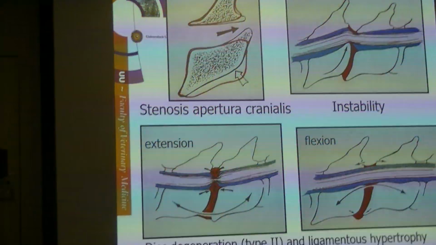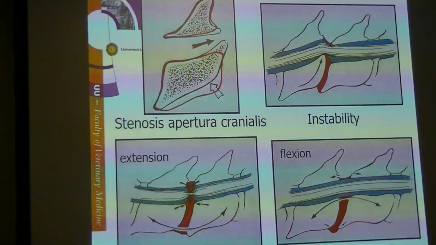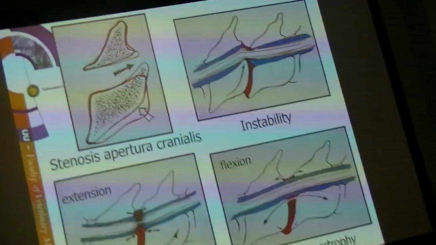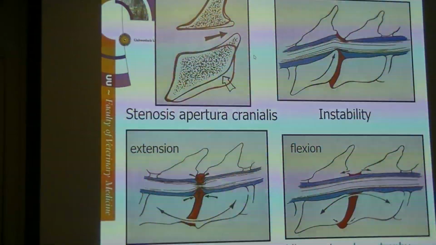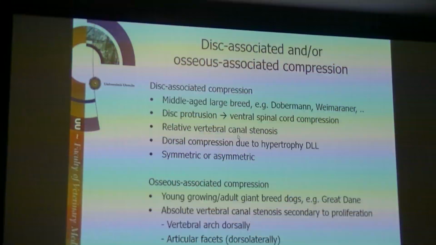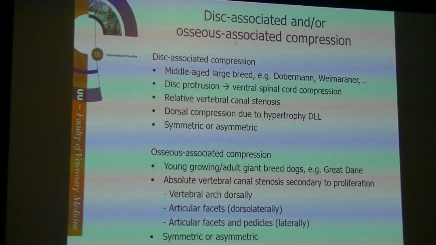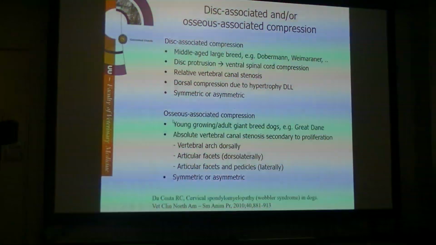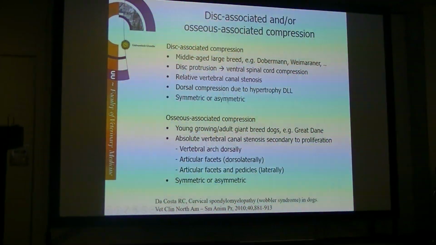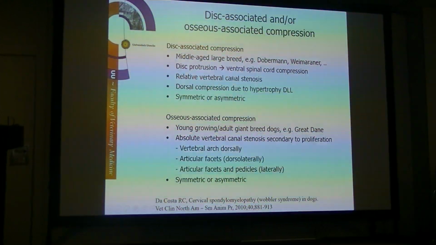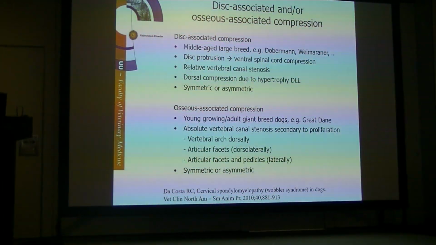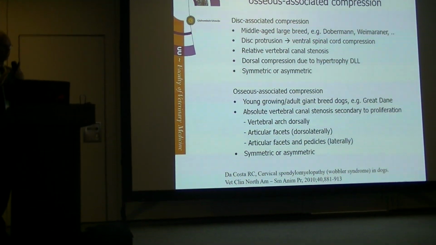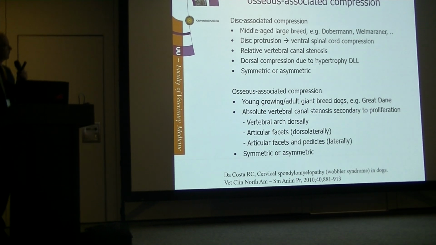So also young dogs can develop wobbler syndrome due to this osseous-associated presentation of cervical myelopathy. So again, we try to separate disc-associated compression from osseous-associated compression, but remember, many times we are dealing with components of both these phenomena. We can see a little bit of a breed predisposition.